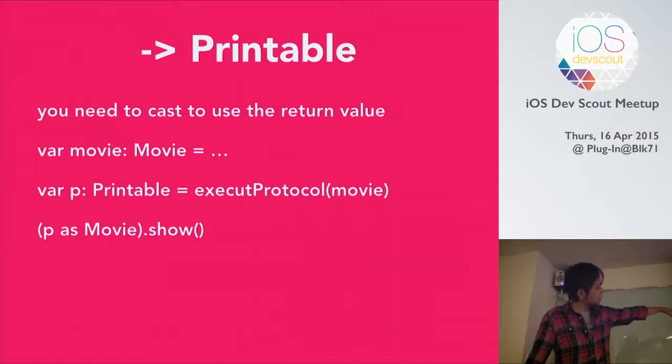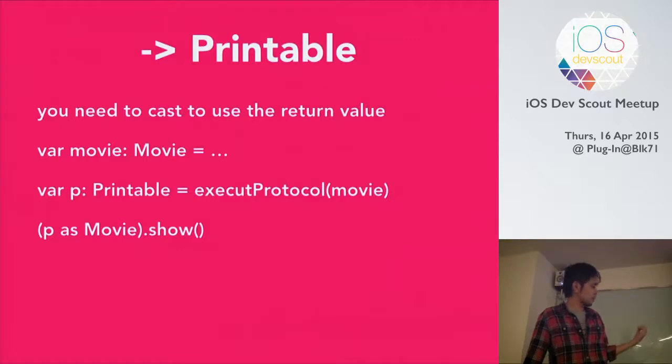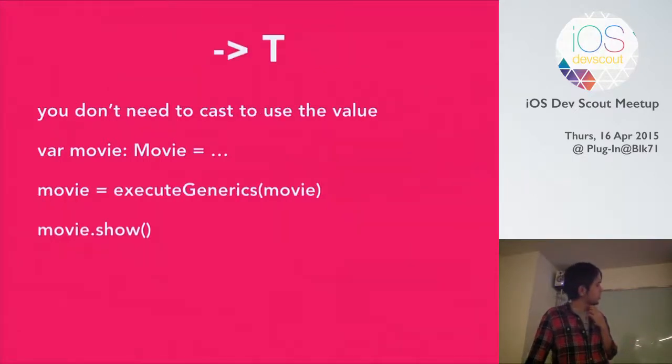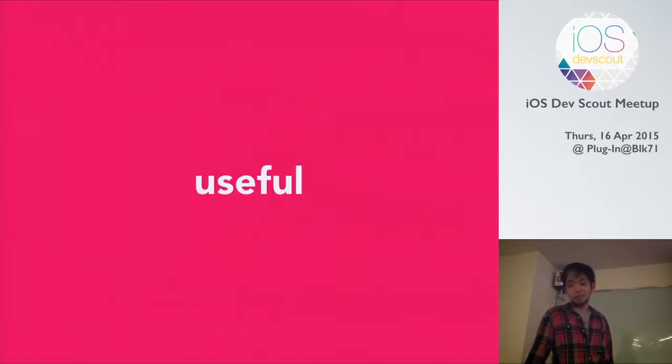And I pass the instance to the execute protocol function, and you get a return value, which is the printable protocol. If you want to use it as a movie class, movie object, you have to cast and call the show method. But if you use generics, you don't need to cast to use the value. You just make an instance and pass it to execute generics, which returns the movie class. And you don't need to cast to call the show method. Right? I think it's useful.